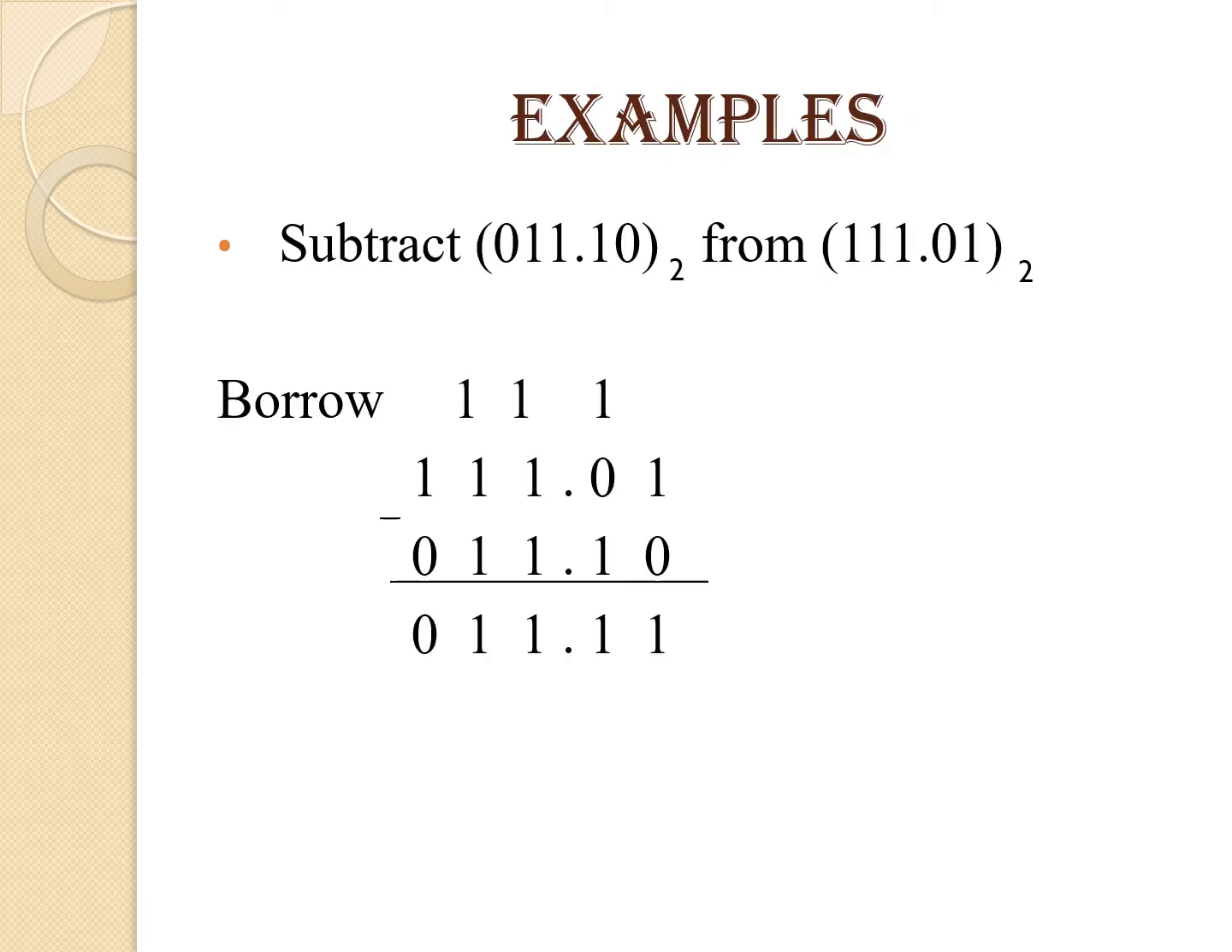For example, subtract 011.10 from 111.01. You can see the LSB bit: 1 minus 0 is 1. 0 minus 1, borrow 1, answer is 1. Then 1 minus 1 minus 1, answer is 1 with borrow equal to 1. 1 minus 0 is 1.